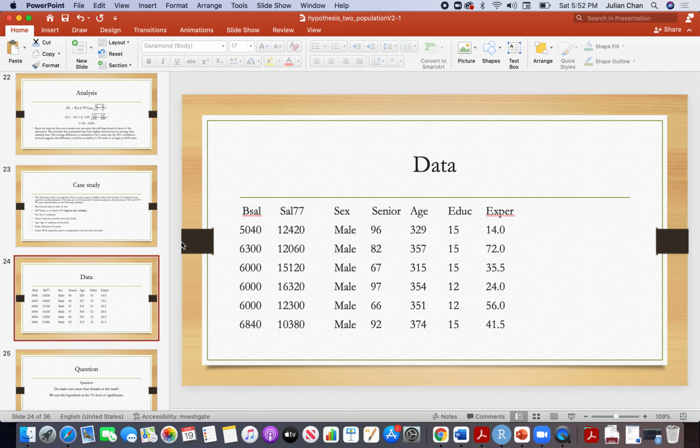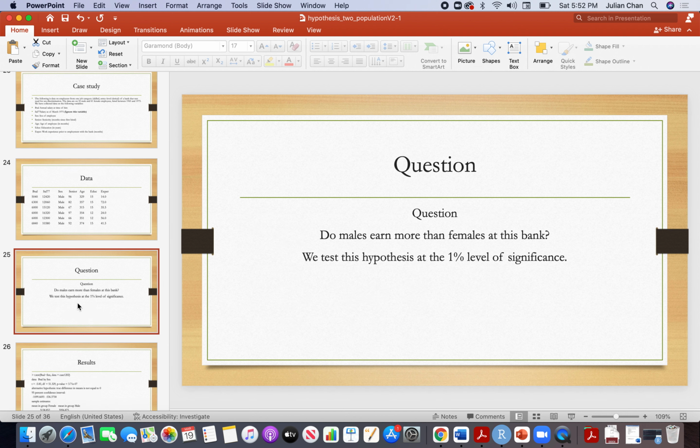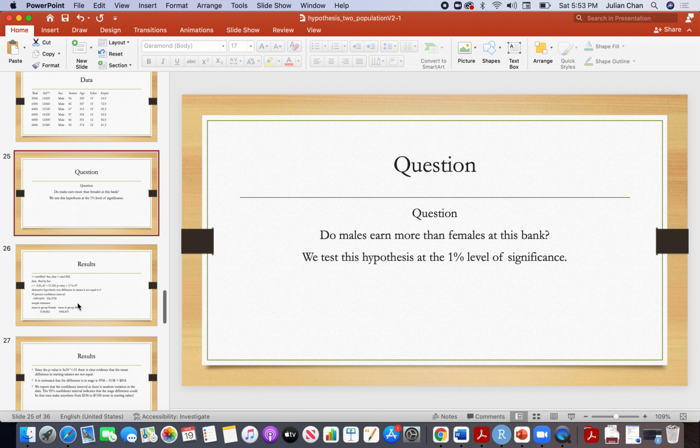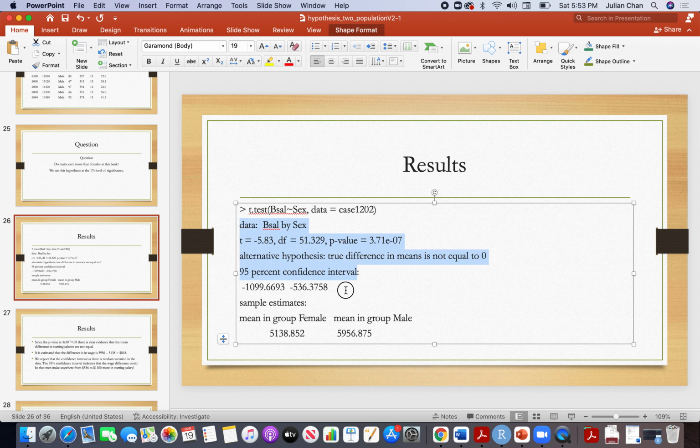Because they're sued for sex discrimination, we're wondering if starting salary differs based on the variable sex. This is what our data looks like. We have more than these observations. This is just a small snippet of the data. And the question is, do men earn more than women at this bank? And to test this hypothesis at the 1% level of significance. Okay, here's how the analysis would be conducted, and this is the actual output from a computer. It gives us this p-value.